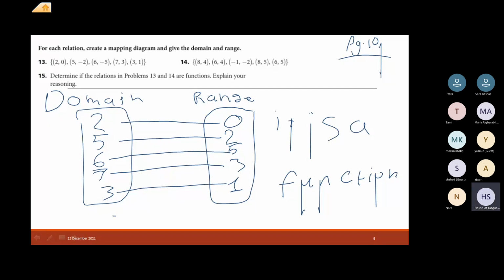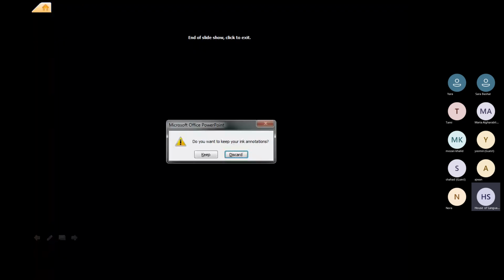Teacher, do we have homework? No, there's no homework. Now, next period on Sunday, we're going to talk about the vertical line test. How can I determine if it's a function or no from the graph? And we're going to find the function.